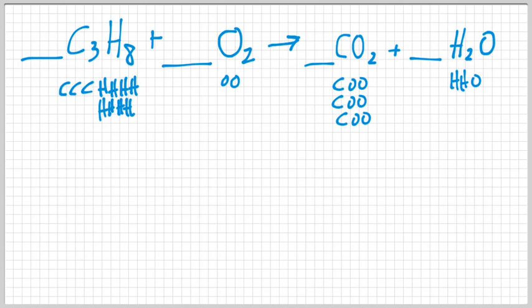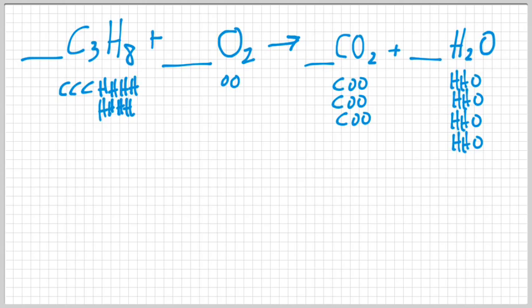I'm going to go to the H's next. We need 8 H's. I've got 8 H's here. This H2O gives me 2 H's at a time, so if I copy and paste that, I can get 3 more of those. That's 6 H's so far. I need 2 more, and now I've got 8 H's on both sides.